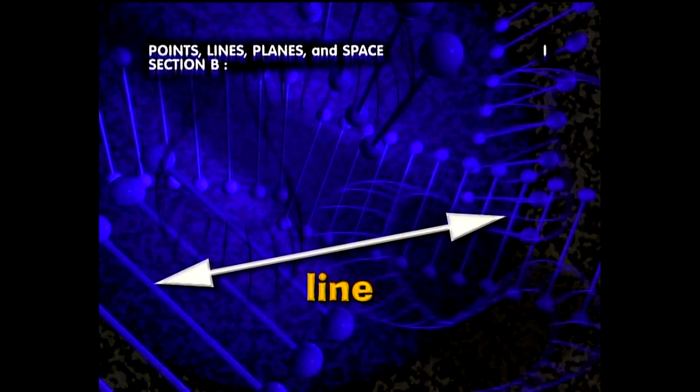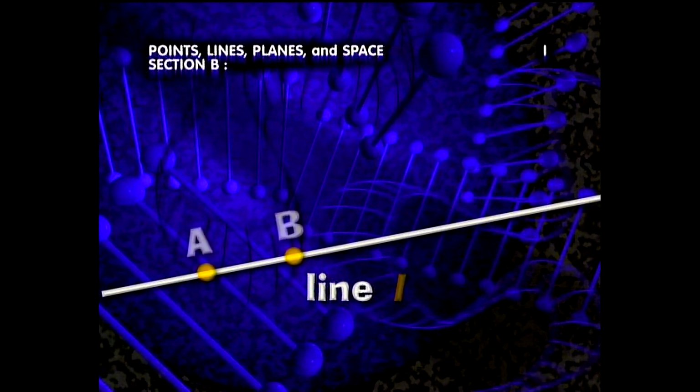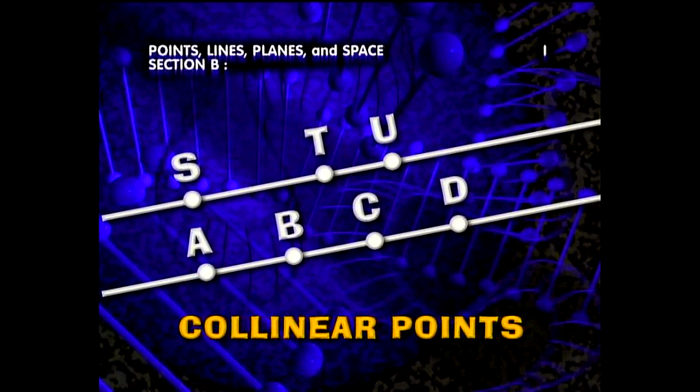A line in geometry has no width, but its length extends infinitely in two directions. Usually, we name a line with a lowercase italic letter L, or by naming 2 points on the line and topping them with a 2-arrowed symbol. Collinear points are points which lie on one line, such as A, B, C, D, and S, T, U.